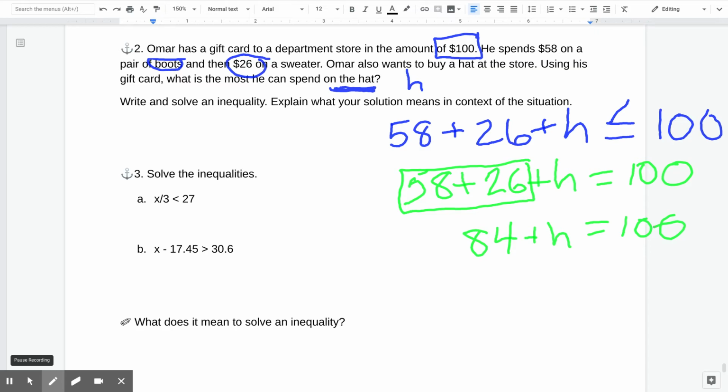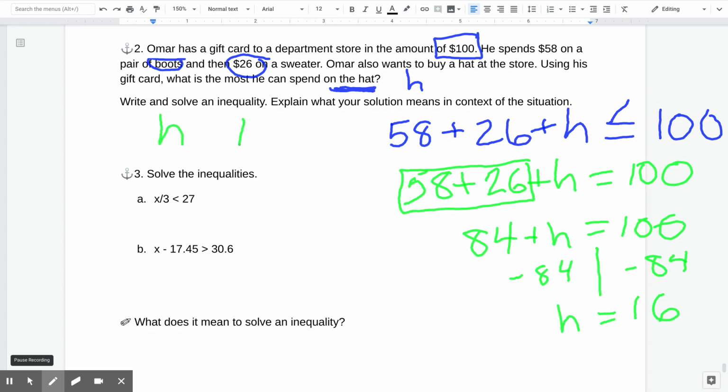All right, so now I'm going to do the same thing to both sides. Because I'm adding 84, I want to subtract 84 from each side, which will give me just h here on the left and 16 here on the right. All right, the maximum that Omar can spend on the hat is $16, and then he will have used the whole gift card. But I want to write that as an inequality.